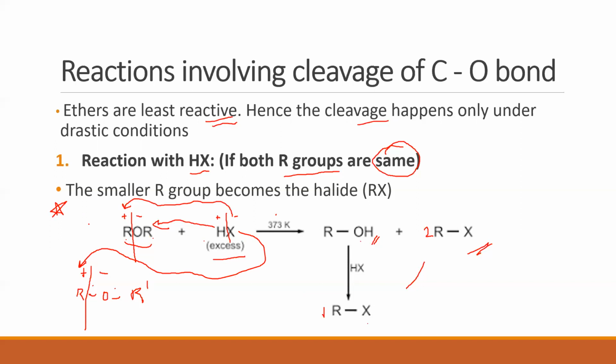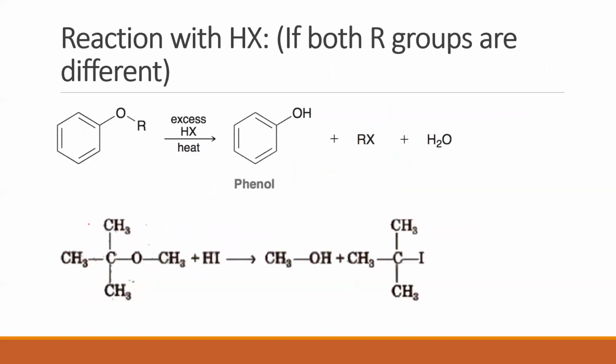Keep this in mind. In an unsymmetrical ether, when there is cleavage during the reaction with HX, the bond will always be cleaved towards the smaller R group, thereby giving an alkyl halide which has the smaller R group. Got that? If both R groups are different, we have already seen what happens.